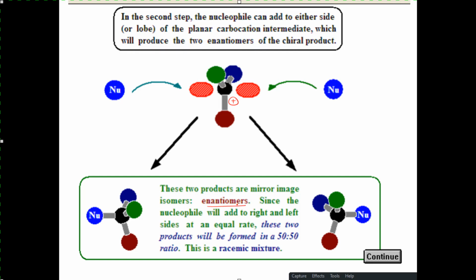And what is that? A 50-50 mixture of the two enantiomers is a racemic mixture. A racemic mixture has a specific rotation of 0 degrees. So when you do an SN1 reaction, you start with an optically active halide, and you end up with a non-optically active product because that is a racemic mixture. Okay? And so that's the stereochemistry of an SN1 reaction.